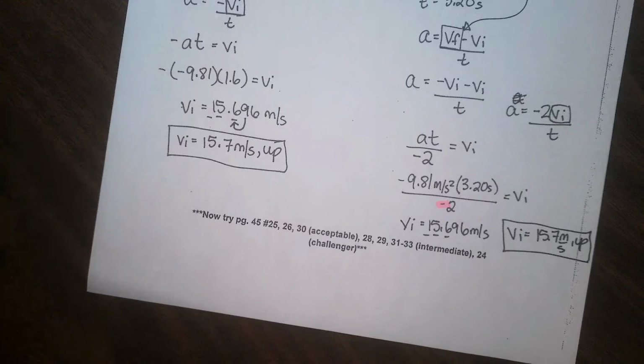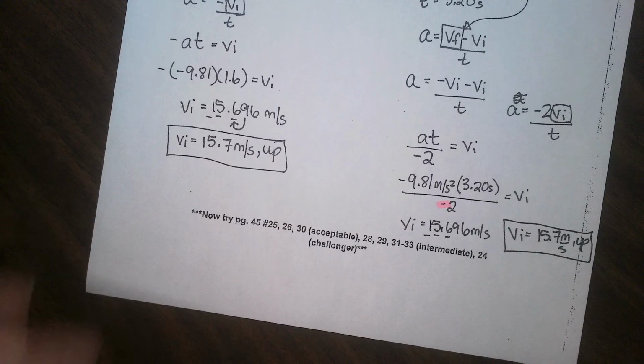Let's start. We've got 10 minutes. Let's start on these questions. 25, 26, 30. Those are the acceptable ones. Those are like Mrs. Johnson's straight aheads. Let's start on those 3. See how many we can get done of those 3 in 10 minutes.